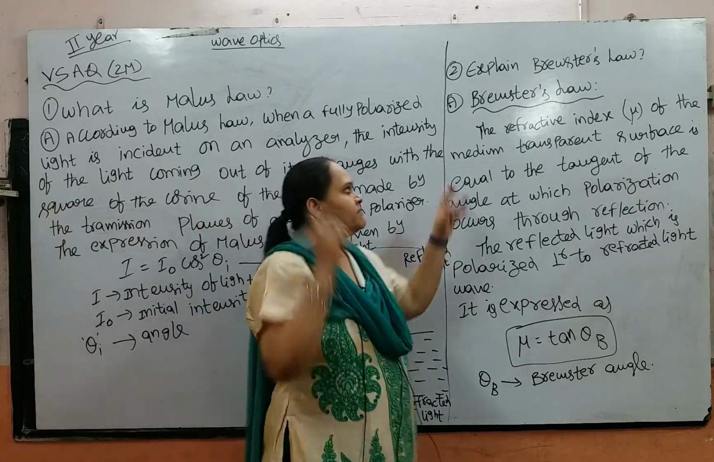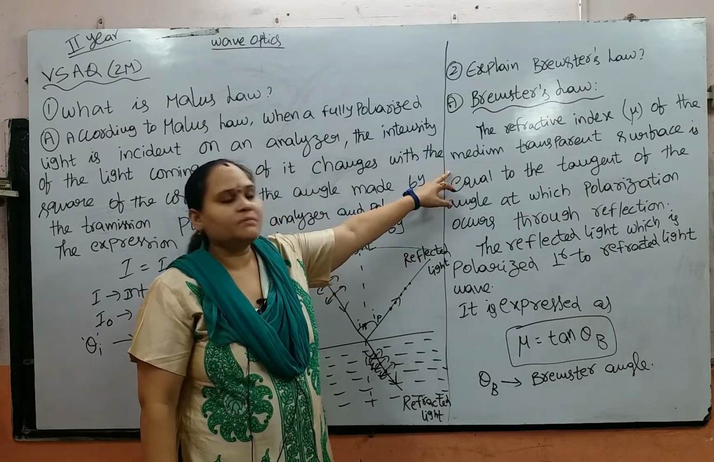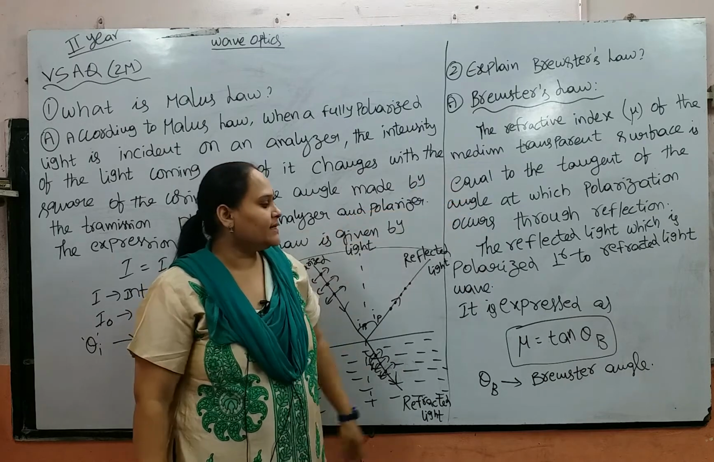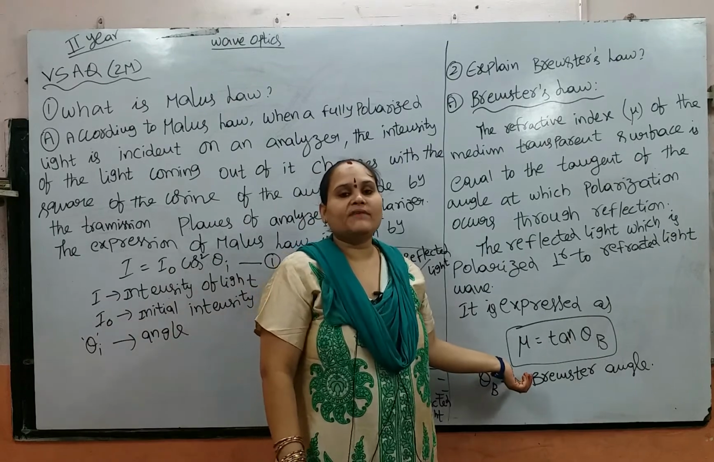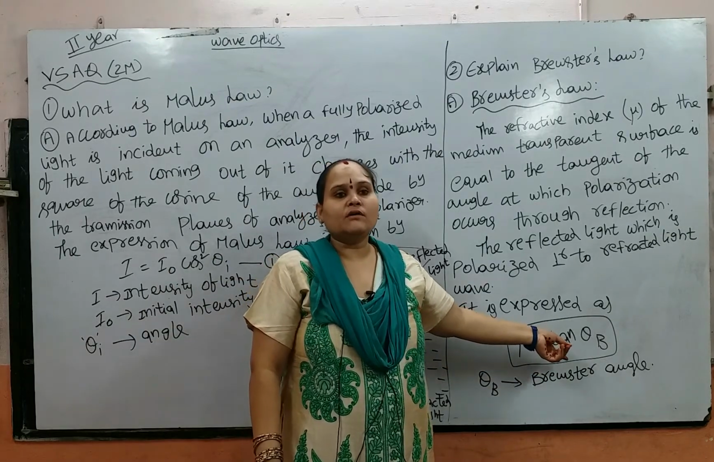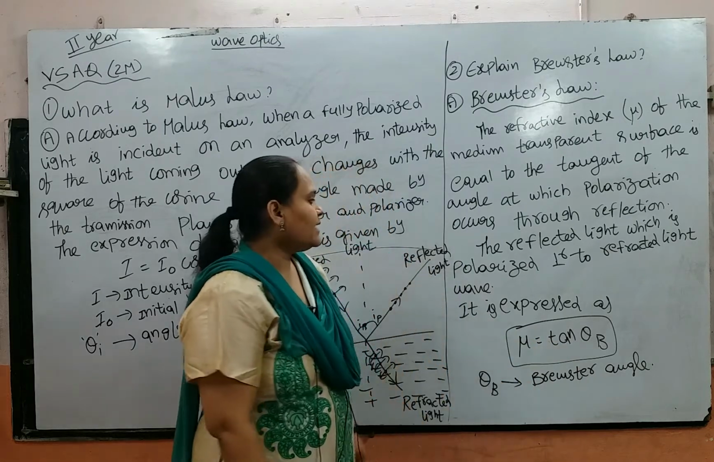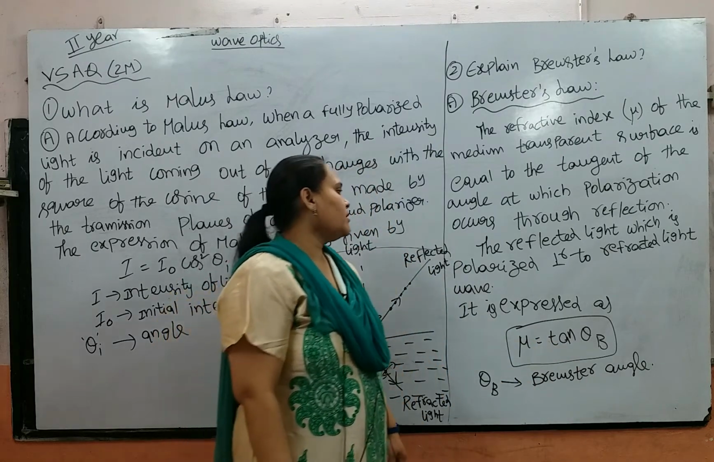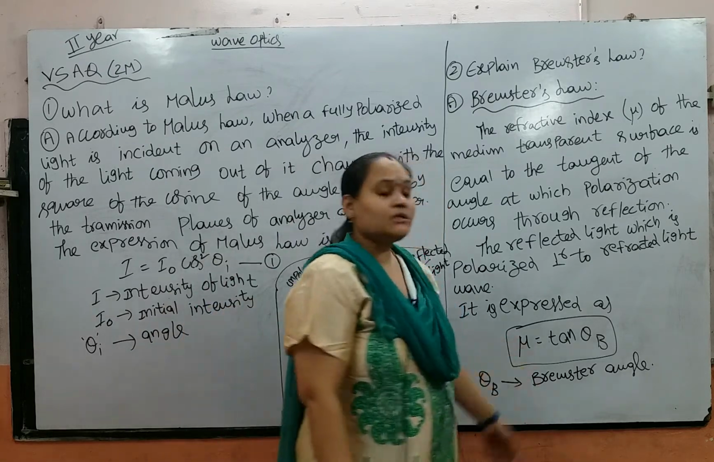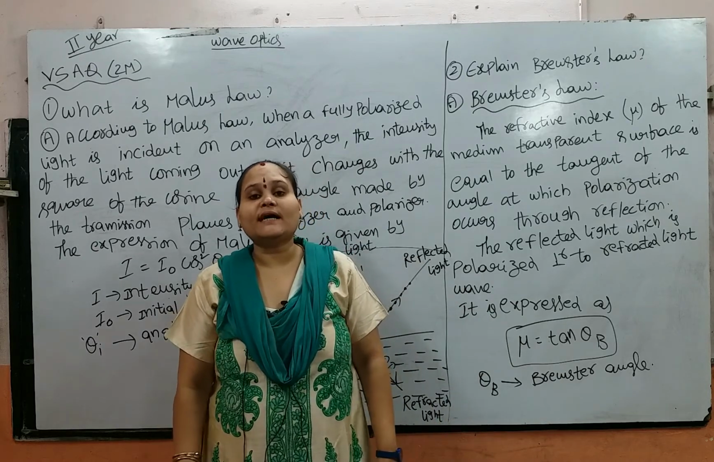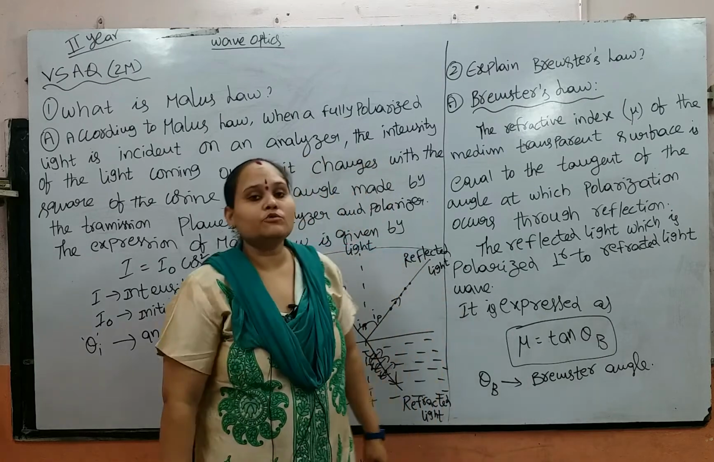And next one is, explain Brewster's law. Brewster's law says that the refractive index mu of the medium of the transparent surface is equal to the tangent of the angle of polarization that occurs through reflection. That is, the refractive index will be equal to the tangent of the Brewster's angle or polarization angle, theta b. That means the reflected light is polarized perpendicular to the refracted light wave. Brewster's law gives mu equal to tan theta b.